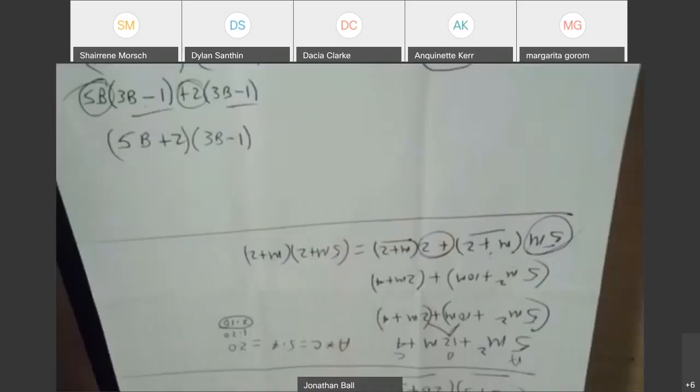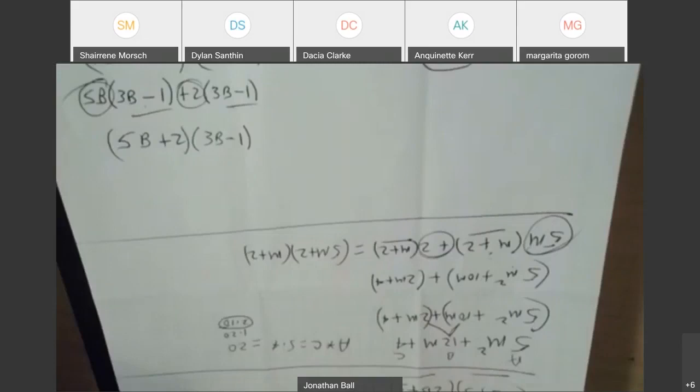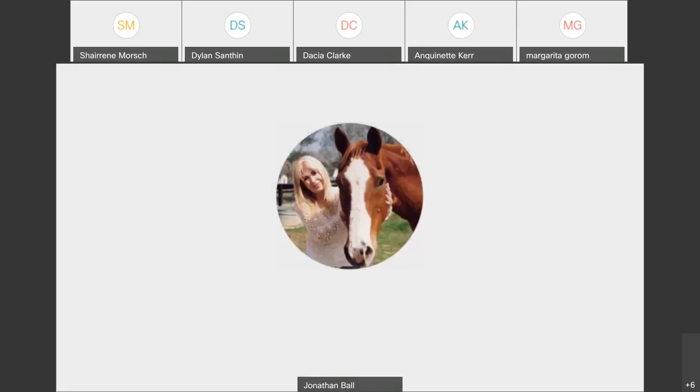I got some itchy scratches on my arm. Everybody got this? Everybody got it? I'm going to throw it away.